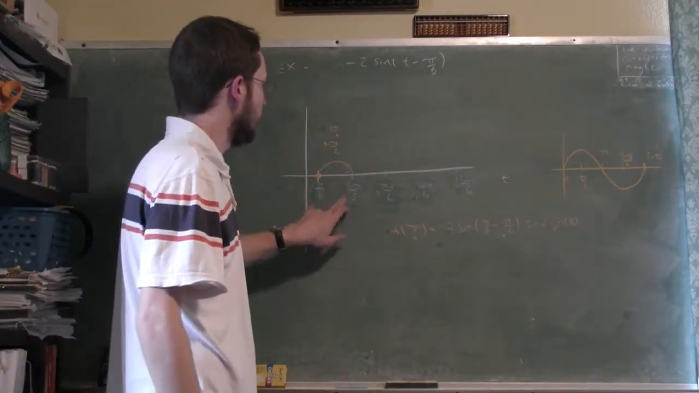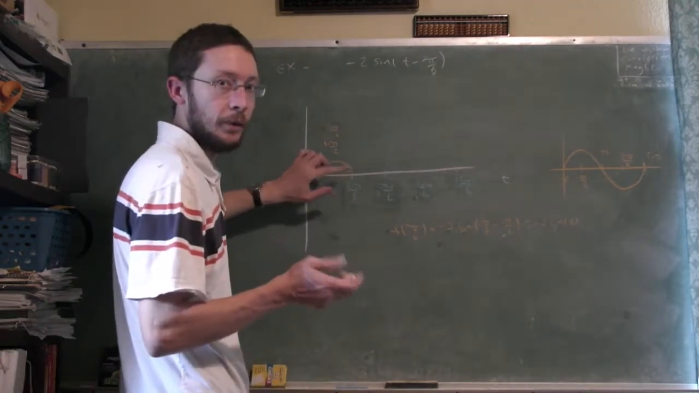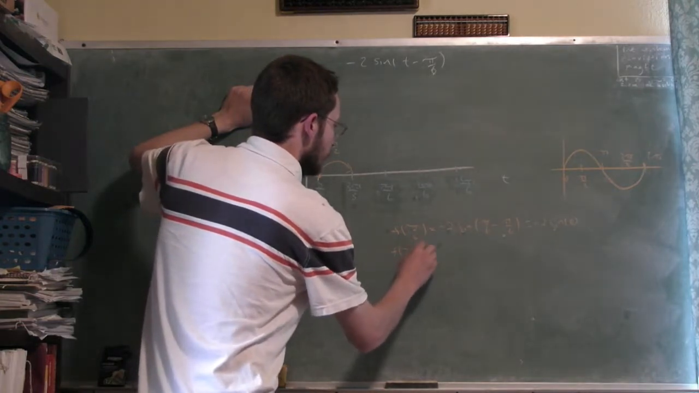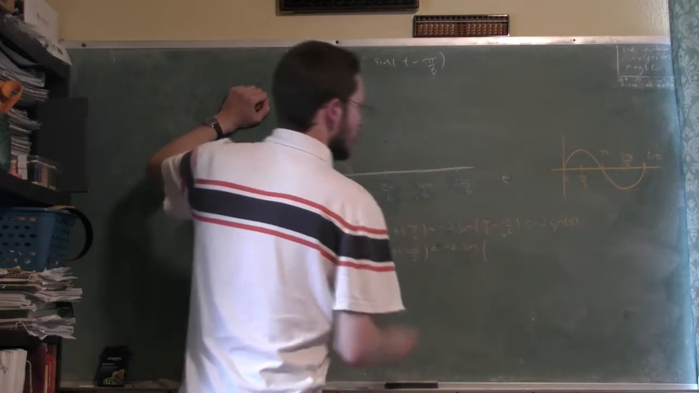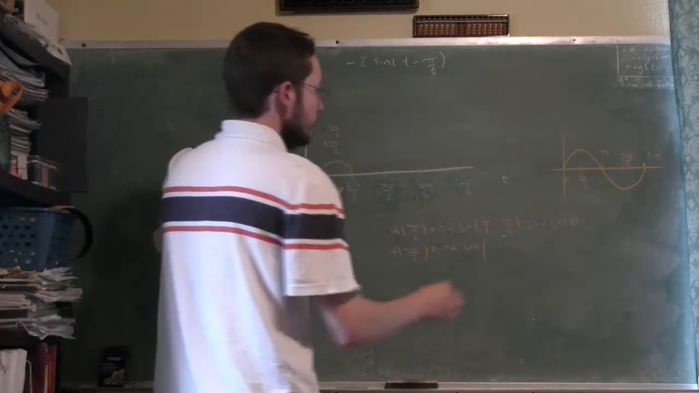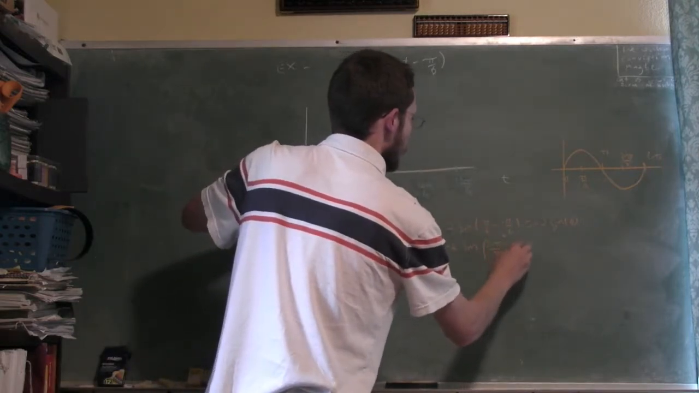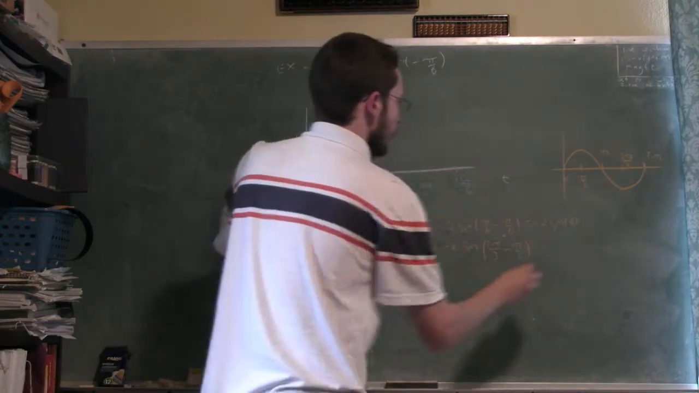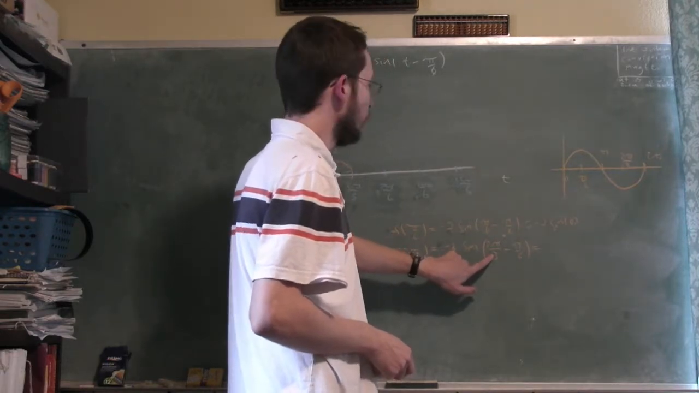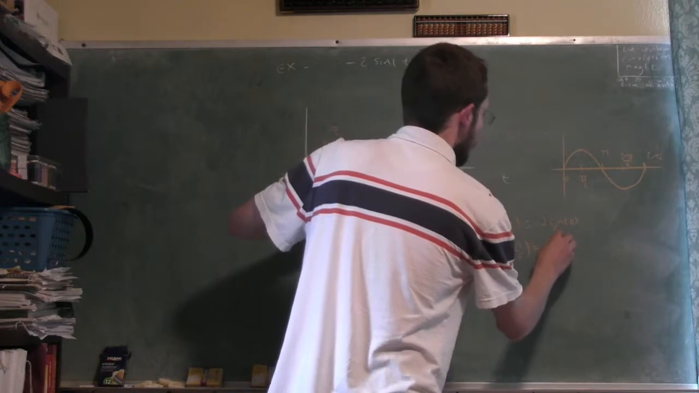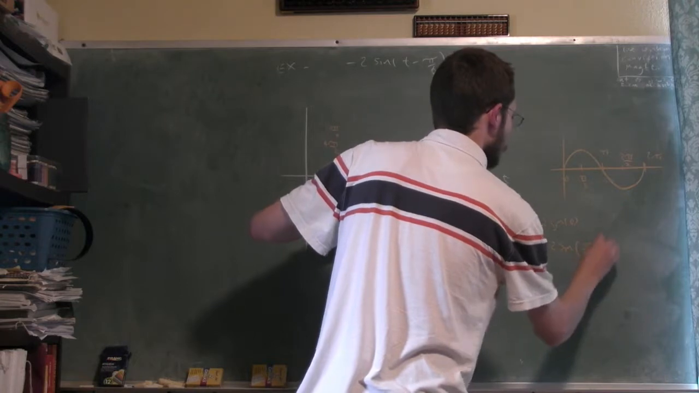2 pi over 3. We've got 2 pi over 3 as the input value. That's where one of the key features happens. Input that. We're inputting it right here. So 2 pi over 3 minus pi over 6, what is that? That is 4 pi over 6 minus pi over 6 gives us 3 pi over 6, which is pi over 2.